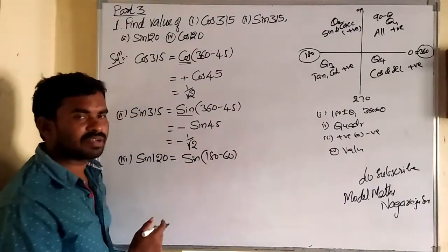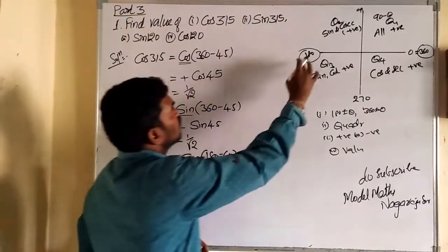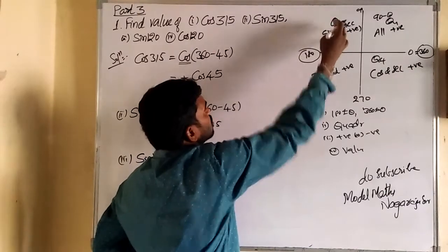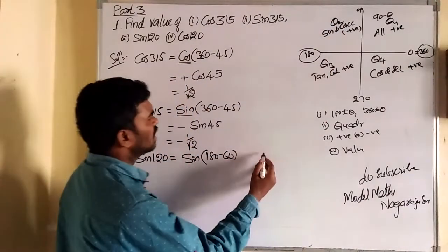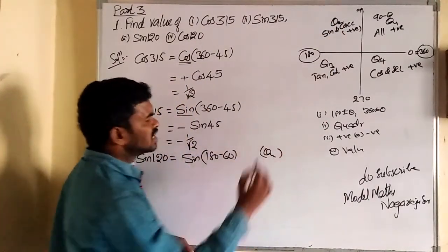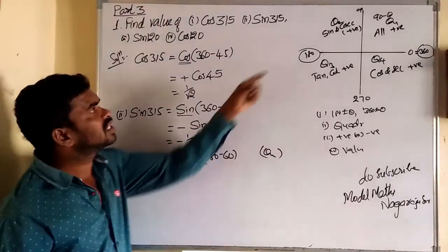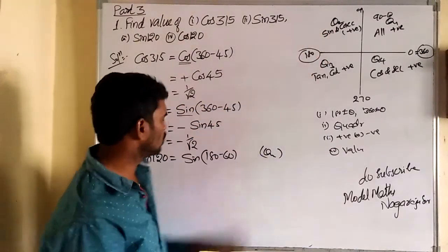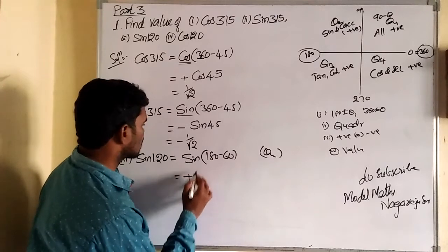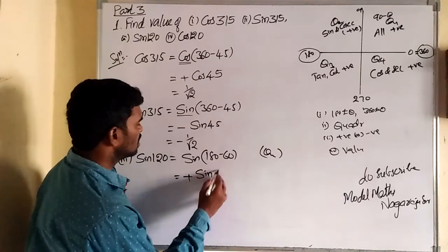So here I wrote 180 minus. 180 minus means 180 below. 180 below belongs to which coordinate? Second quadrant. Okay now? Second quadrant. In the second quadrant, what about sine? In the second quadrant, sine is positive. So plus, no change, sine 60.